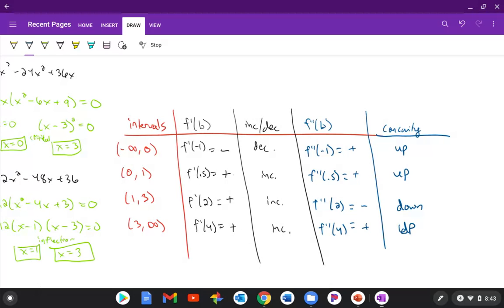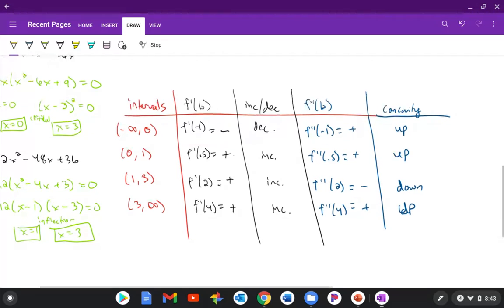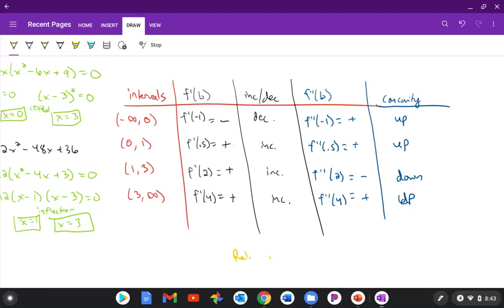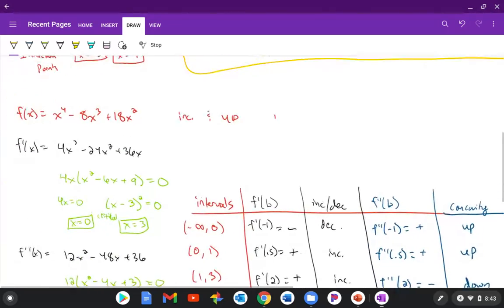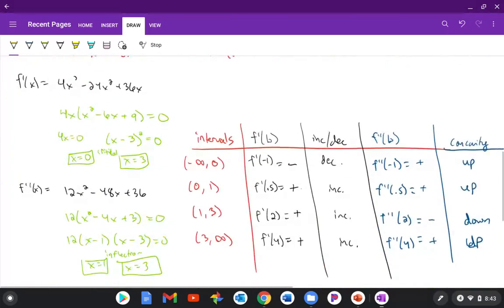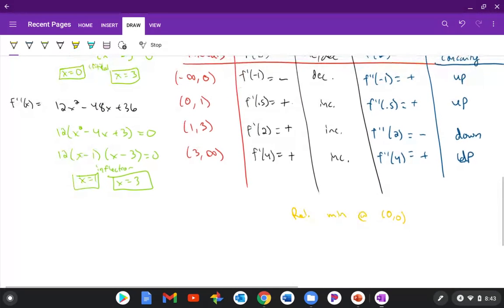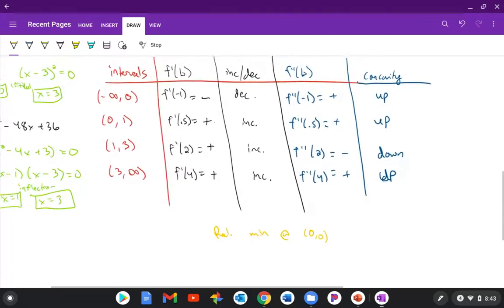Again, if we were to identify mins and maxes, the only place there would actually be one is where it changes from decreasing to increasing. So there would be a relative min again at 0, 0 on the original function, I think. Yeah, I think it'd be 0, 0 again, because that's where it changes from decreasing to increasing.